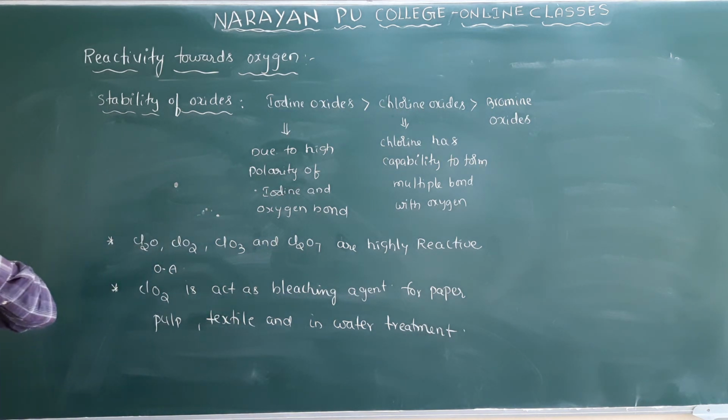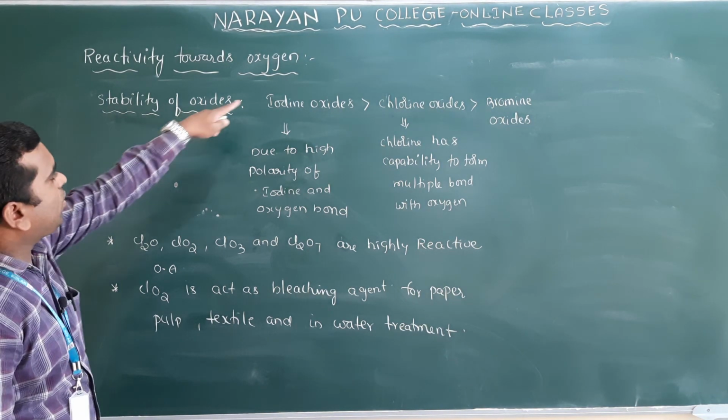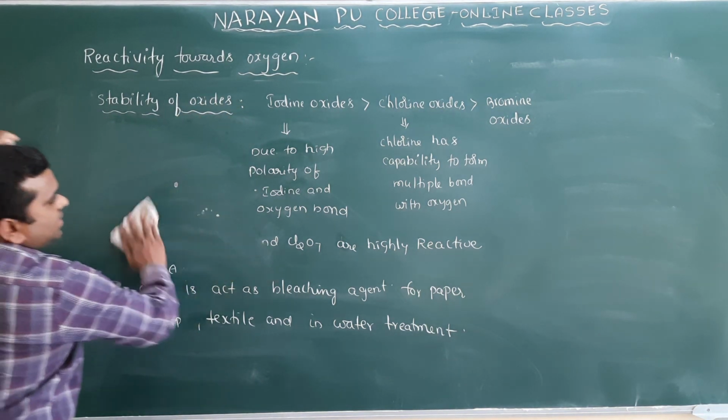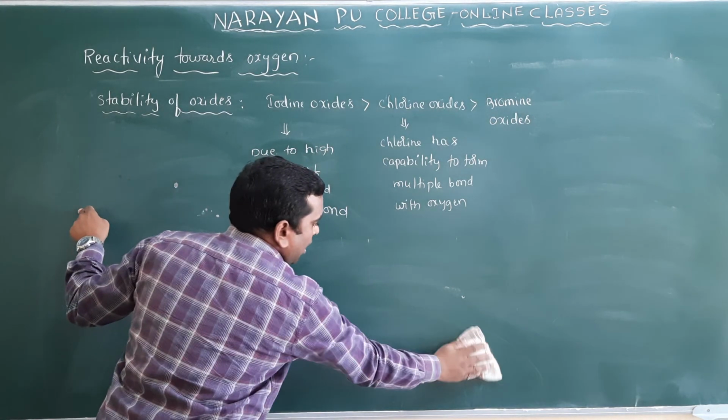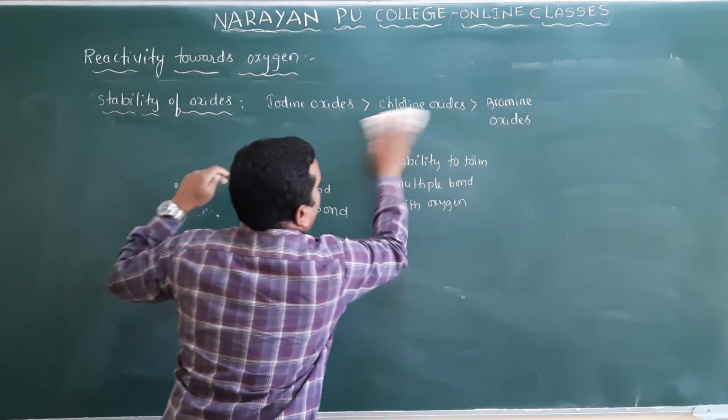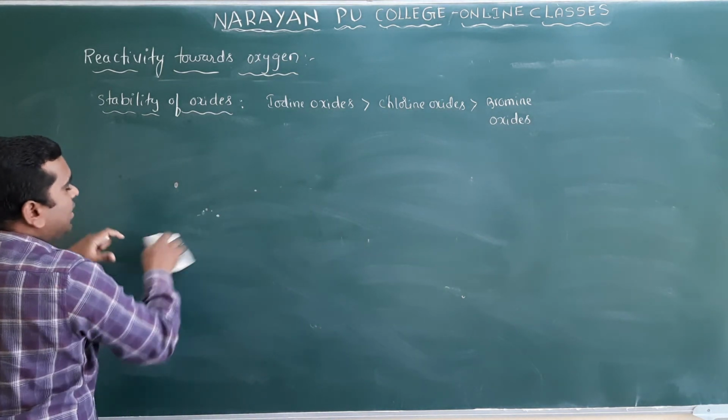Clear? So this is about chlorine oxides. And next we will discuss bromine oxides. Stability of oxides here you already know. So next one is bromine oxides. Bromine forms how many types of oxides? Mainly 3 types. What are those oxides? We have already written.